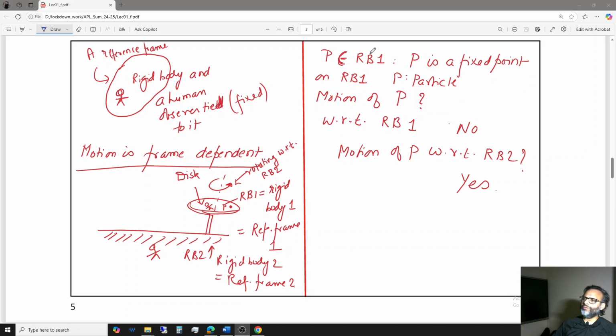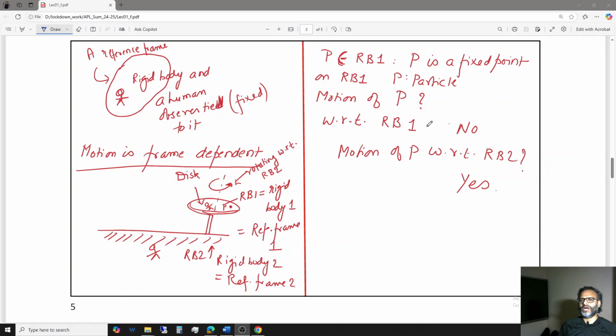What is the motion of P with respect to RB1? The answer is no motion. For your friend who is sitting in the amusement park, for whom the reference is the disk itself, particle P does not go anywhere. Its distance, its direction, where it is located, remain unchanged as observed by your friend. And that's why I will say that motion of P with respect to RB1 is not there.